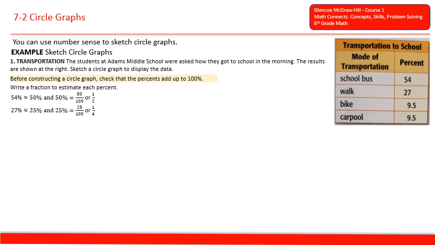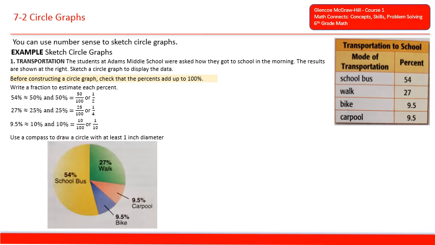And we're going to come back to that in a couple minutes. 27%, we can estimate around 25%. And that's 25 over 100, or 1/4 of the circle graph. And then 9.5 is roughly 10. And 10% equals 10 over 100, or 1/10. So use a compass to draw a circle with at least 1 inch diameter.